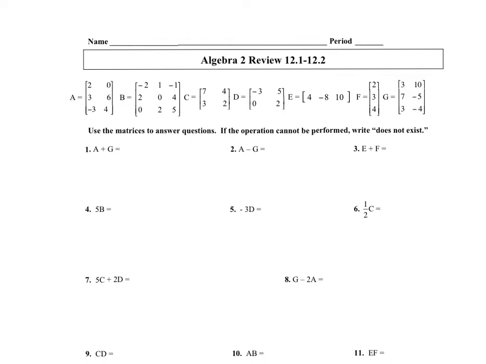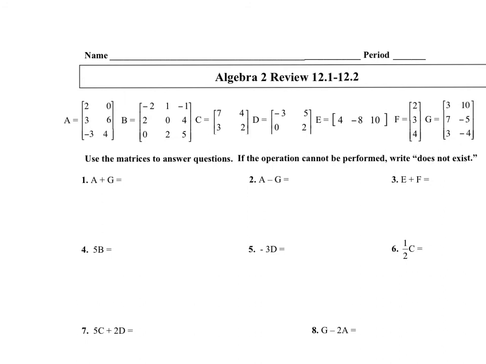All right, so we're going to take A plus G. You do not have to rewrite them down, okay? Just go ahead and simply look at it. And here's A and here's G, and let's add them up. Now, you remember that all you do is just add up the numbers in the corresponding spots, right?